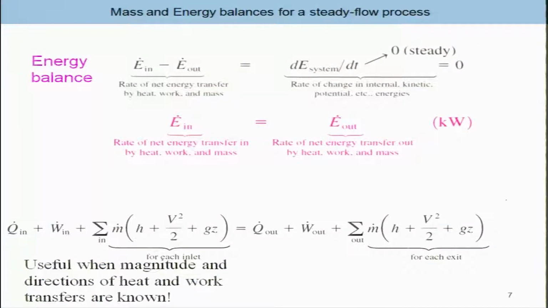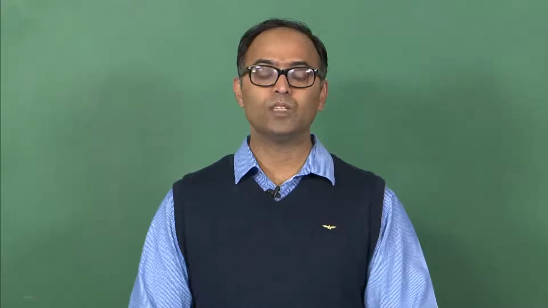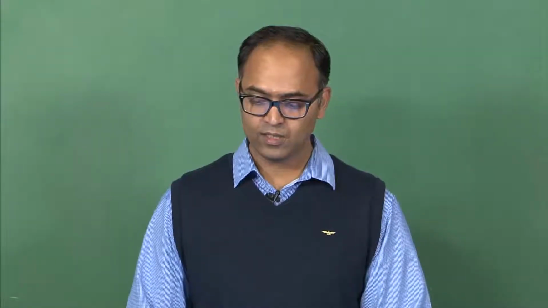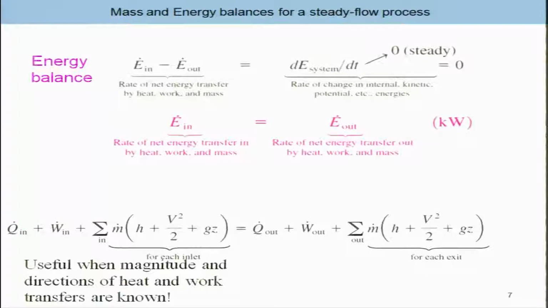So, again we go back to the generic energy balance, that is E in minus E out is equal to dE system by dt, and we are considering the rate expression, considering it is a flow process. Now, in this case the net energy transfer is due to heat, work, and mass. For the case of steady state, of course, E in is equal to E out.